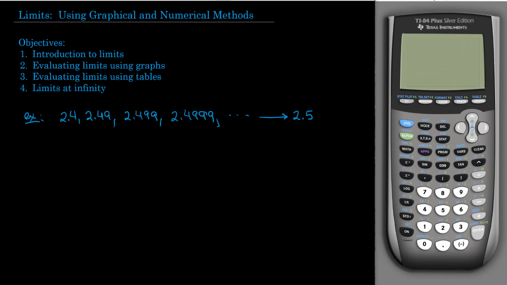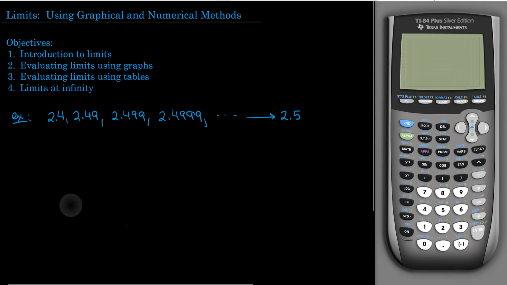The idea of a limit is to determine what value we are approaching. It doesn't necessarily mean we'll get there. In some cases, you do actually achieve that end value. In other cases, you just get closer and closer. Let's take a look at a second example.